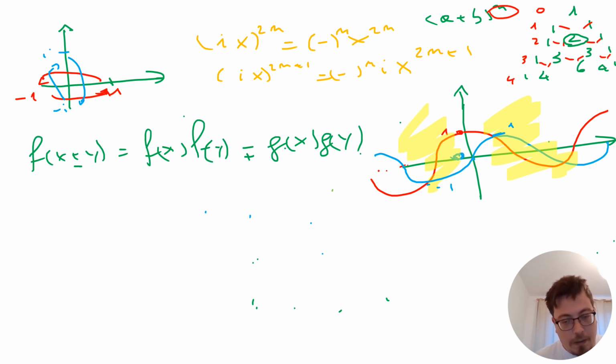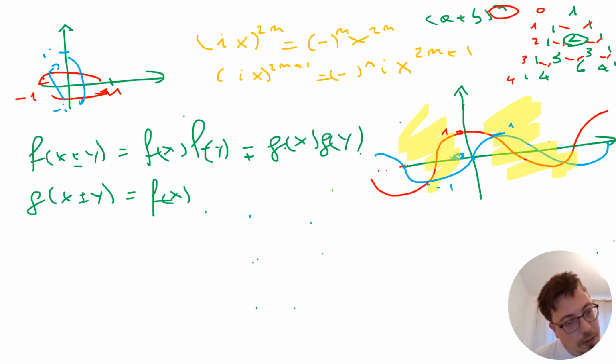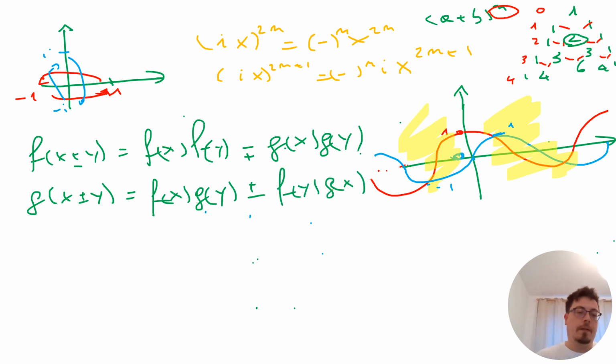And by the way, if we use the other function to start with, g of x plus or minus y, we can show, not going to do it, that this other relationship holds. Okay, fine. At the moment we just need the first one. Why we need the first one? Because we want to do the following.